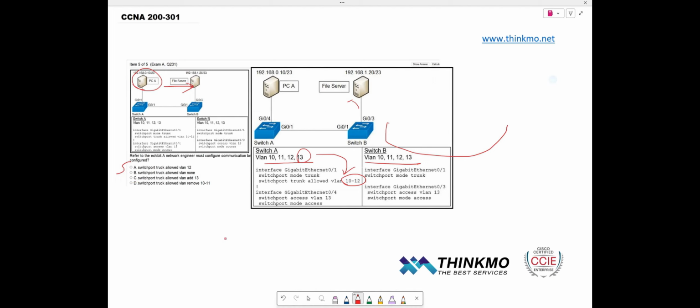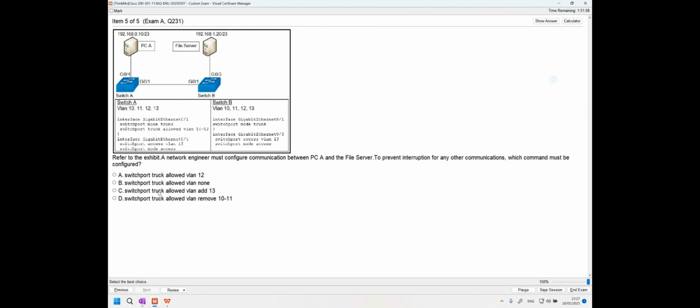What is the command to add it here? The command to add it here is switchport trunk, and this part is written incorrectly. It should be trunk. Then after that, you add 13. This way, it won't override the original configuration. It just means I'm adding VLAN 13 to the existing configuration with this command. So the correct answer to this question is C. Alright, choose C.